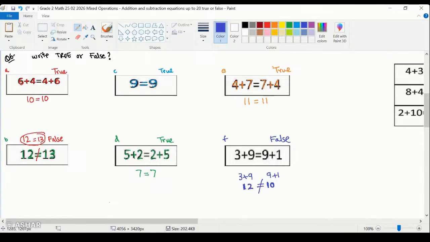Agreed? So we are just simply trying to find which of these statements is true and which of these statements are false, right? Let's look at some more examples. Do we agree till here? Okay, perfect. Let's do question number 7.